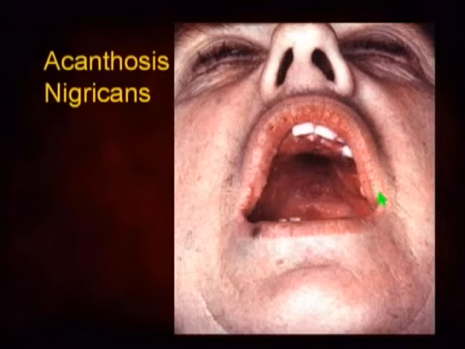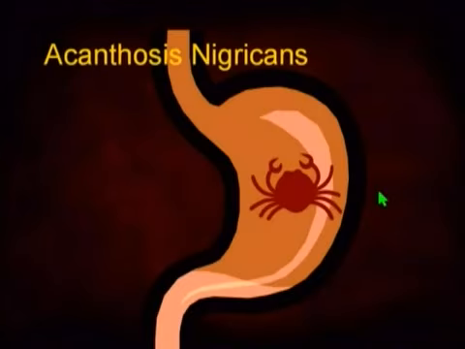And when you see it in a setting like that, that's when you definitely want to think about perineoplastic phenomena. So again, acanthosis nigricans can definitely be associated with gastric carcinoma as a perineoplastic finding.